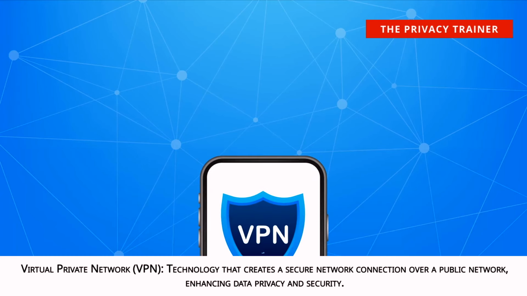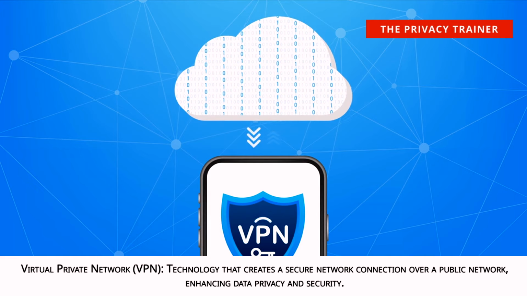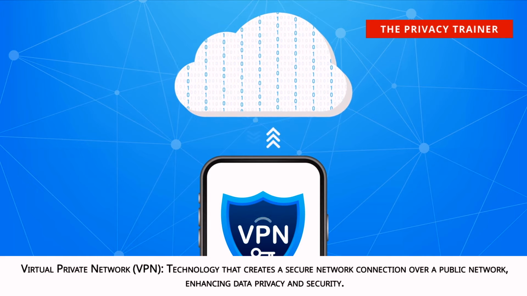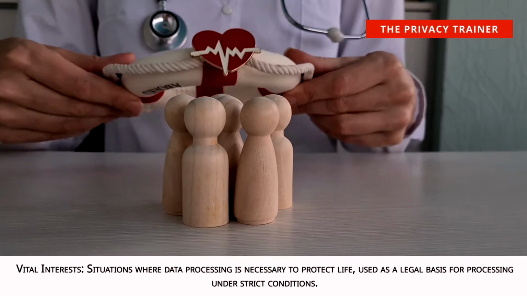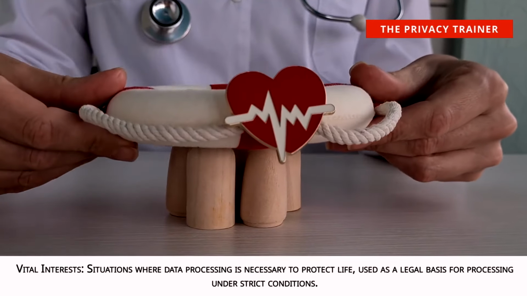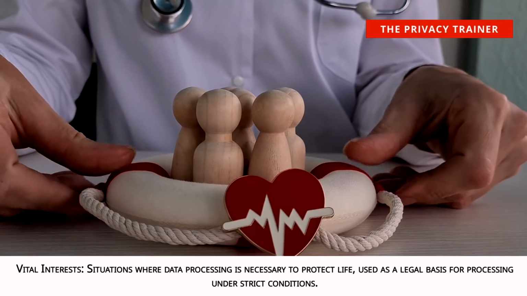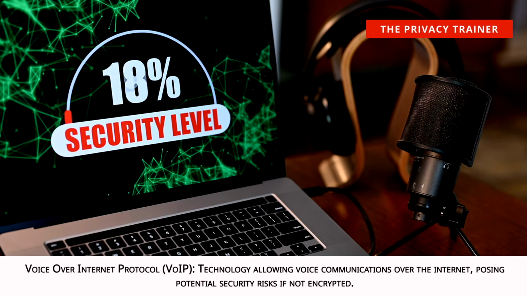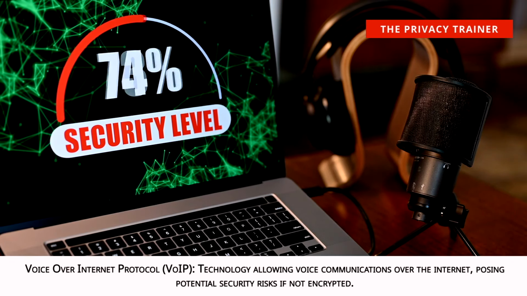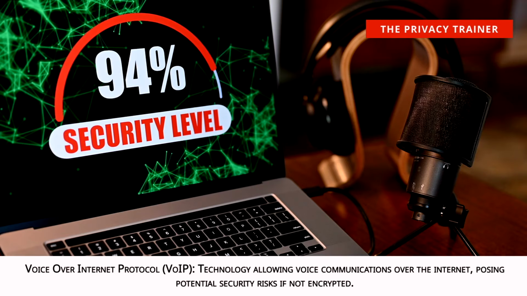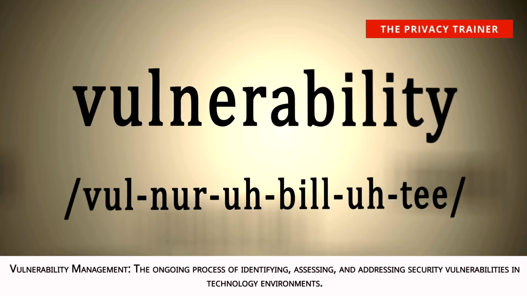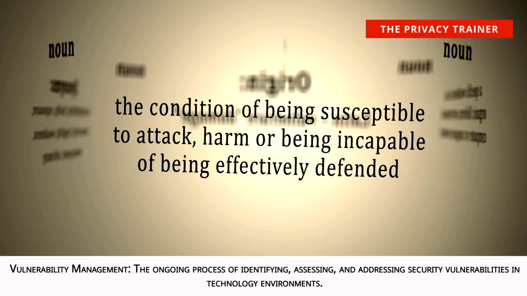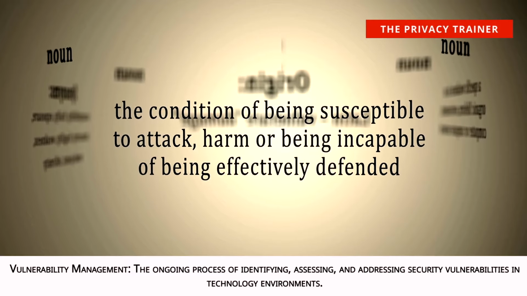Virtual private network, VPN, technology that creates a secure network connection over a public network, enhancing data privacy and security. Vital interests, situations where data processing is necessary to protect life, used as a legal basis for processing under strict conditions. Voice over Internet Protocol, VoIP, technology allowing voice communications over the Internet, posing potential security risks if not encrypted. Vulnerability management, the ongoing process of identifying, assessing, and addressing security vulnerabilities in technology environments.